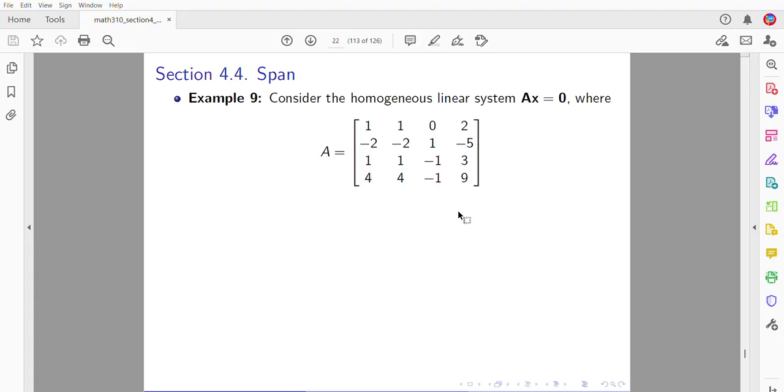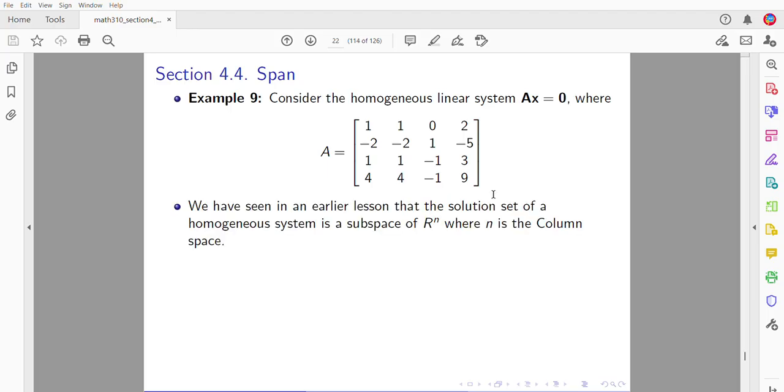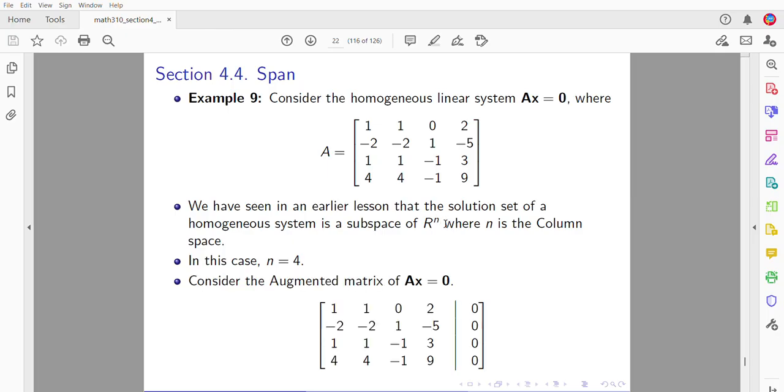Consider the homogeneous linear system, AX equals 0. So that is my A, coefficient matrix. We have seen in an earlier lesson that the solution set of a homogeneous system is a subspace. In this case, n is 4. It's a 4 by 4 matrix. You're going to multiply by a 4 vector. So consider the augmented matrix AX equals 0, so that's your coefficient matrix, and that's the right hand side.